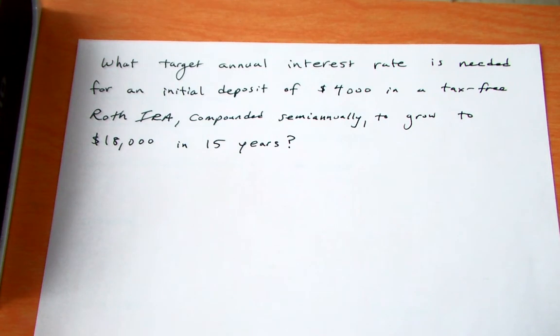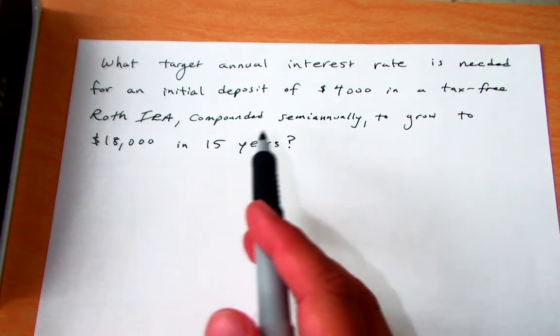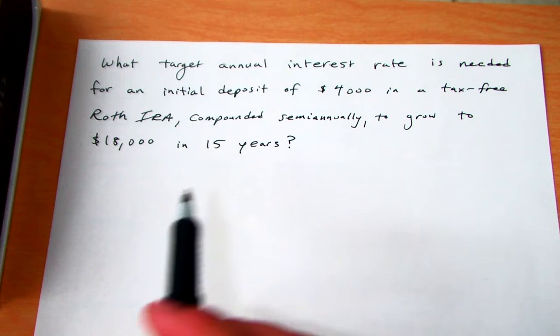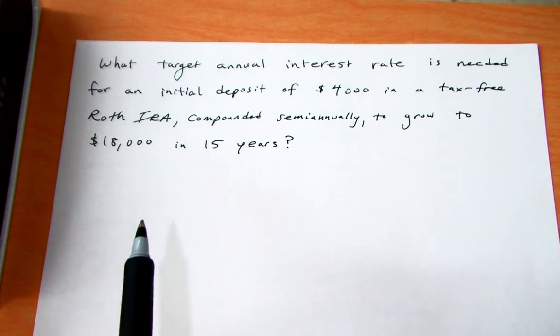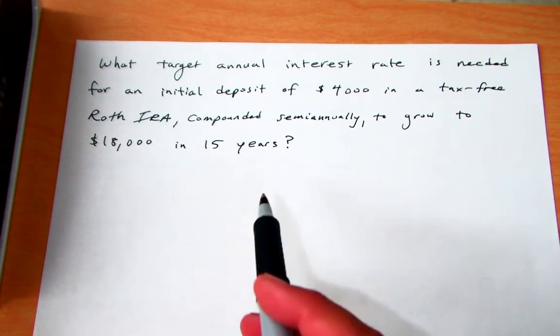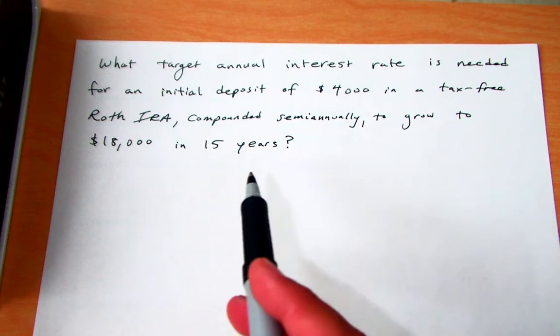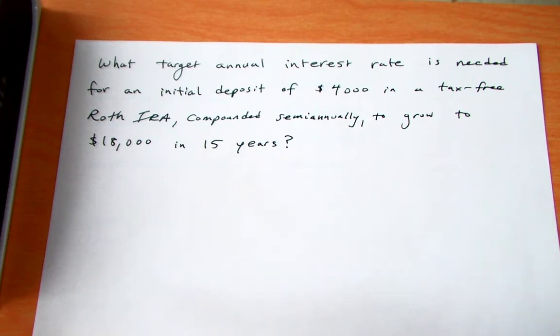Hey class, Mr. Moynihan here with another finance video related to finding the target interest rate in order to achieve a certain amount of money in a certain amount of time in a compounding environment. So the problem says, what target annual interest rate is needed for an initial deposit of $4,000 in a tax-free Roth IRA, compounded semi-annually, to grow to $18,000 in 15 years?